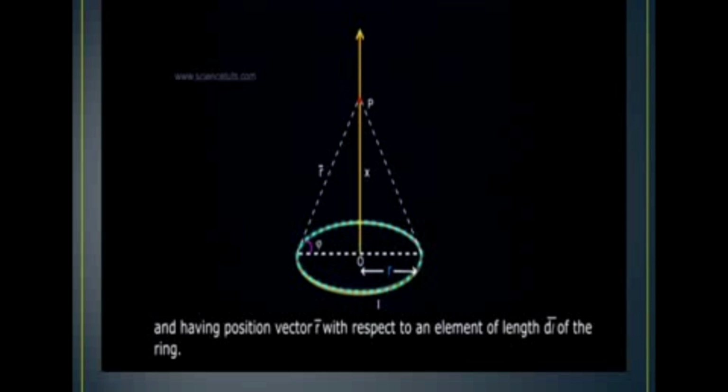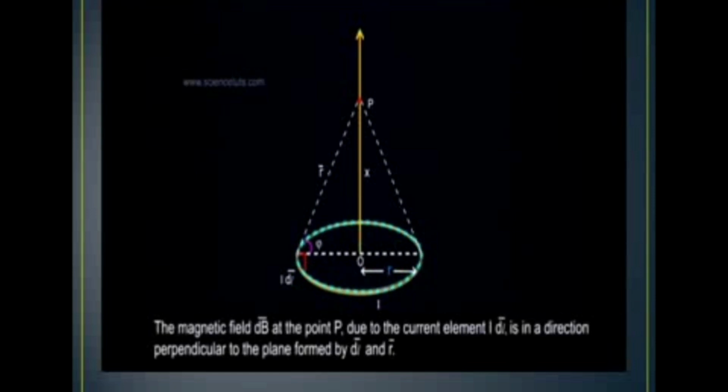So you can consider two points of the circle, the two ends of the circle, one current element dl, and on the opposite side, diametrically opposite, consider another element. So two current elements are producing a magnetic induction at the point P. So already we know that two forces are acting at the point P.